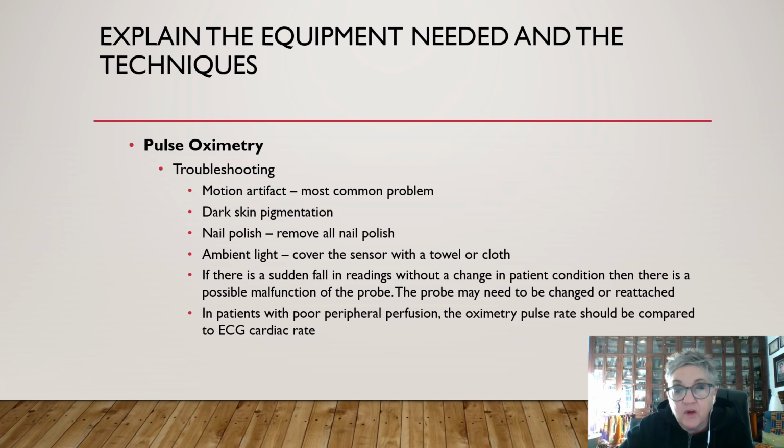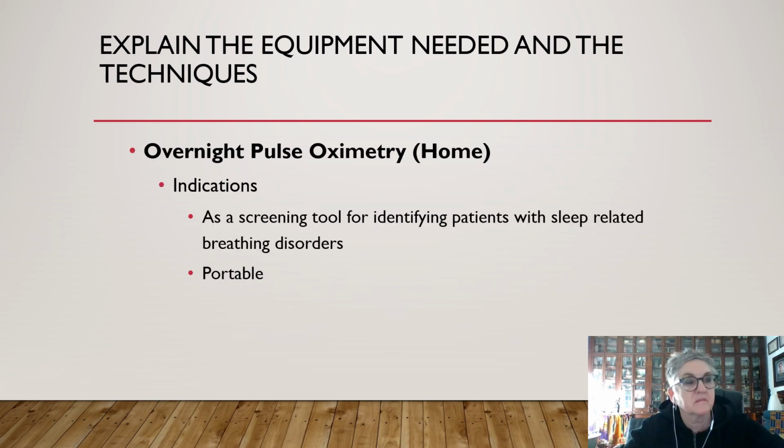If there's a sudden fall in readings without a change in the patient's condition, then there is a possible malfunction of the probe. The probe may need to be changed or reattached. In patients with poor peripheral perfusion, the oximetry pulse rate should be compared to the ECG cardiac rate.